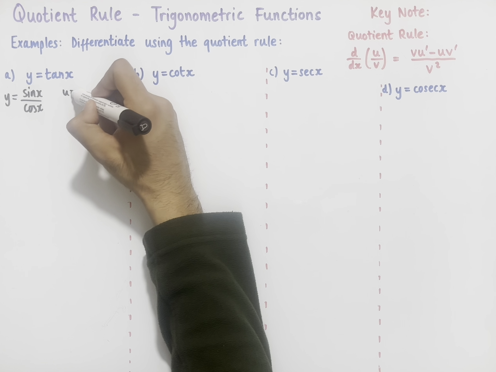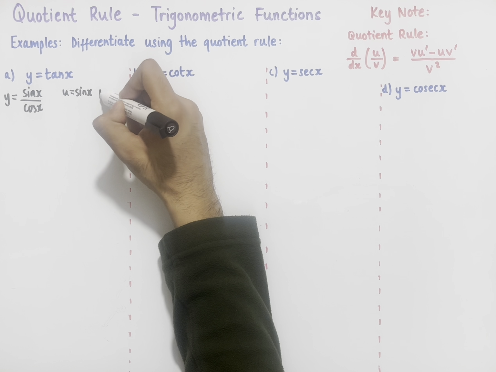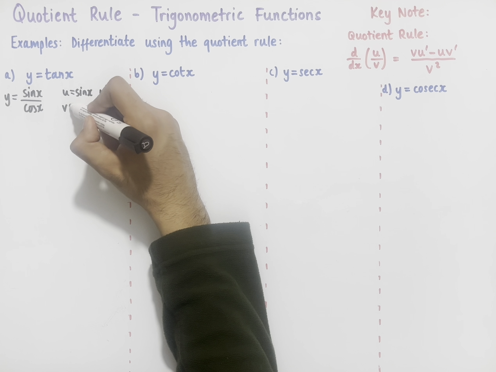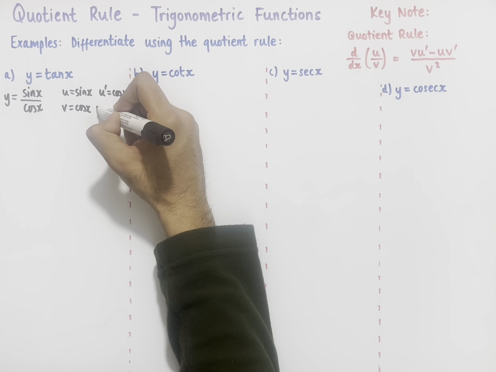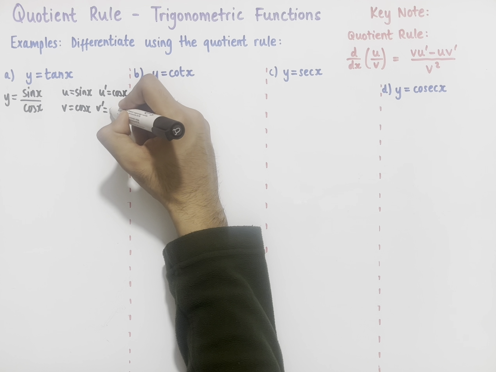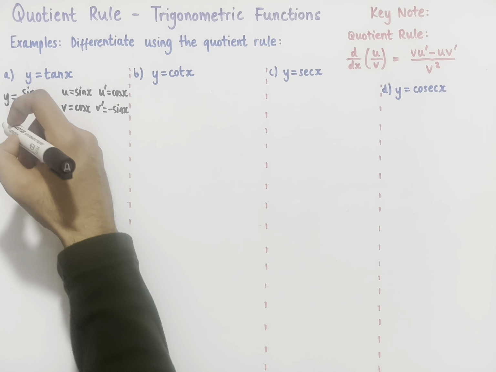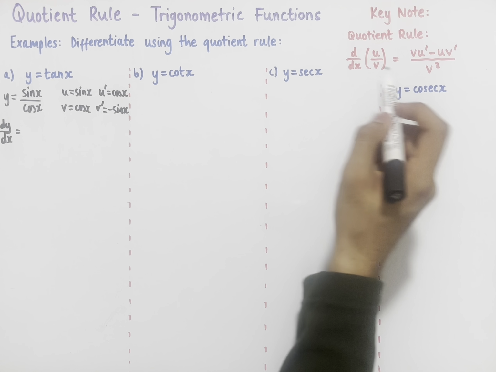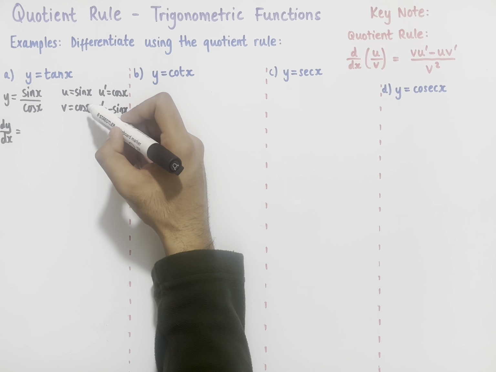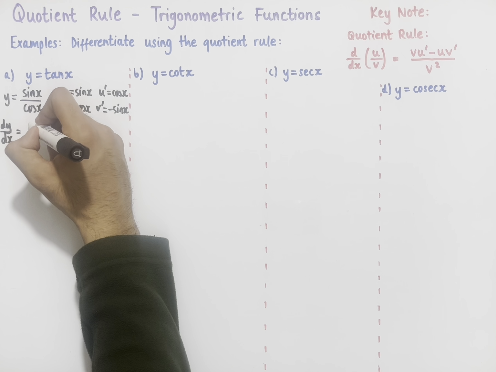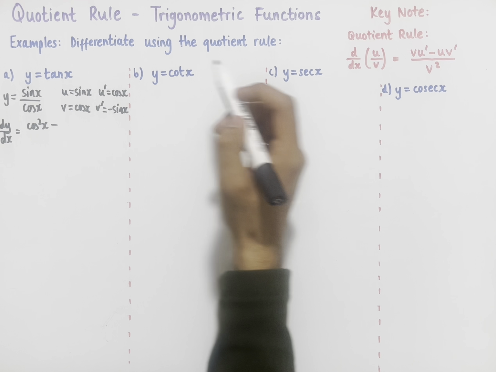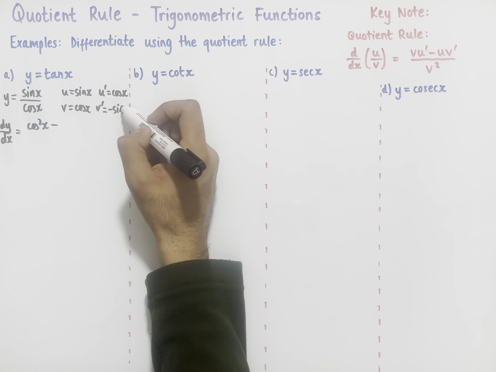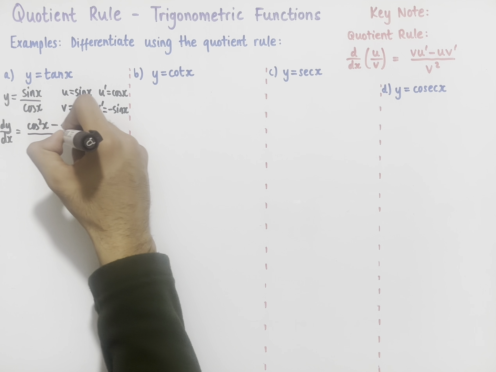So let u equal sine x, and therefore u dash is going to equal the derivative of sine x, which is cos x, and then let v equal cos x, and so v dash is going to be the derivative of cos x, which is minus sine x. So if we work out the derivative, we get that dy over dx equals, and now we're going to use the quotient rule. So we have vu dash, in this case cos x times cos x, which is cos squared x, minus uv dash, which in this case is sine x times minus sine x, which is minus sine squared x, all over v squared.